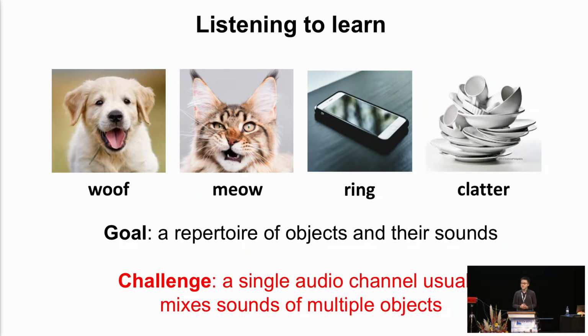But the challenge is that in the real world, object sounds do not exist in isolation, but are usually mixed together in various scenarios. In an unlabeled video, object sounds usually exist as a single audio channel that mixes all of them together. So the problem is, how can we obtain these object sound models naturally, including from unlabeled video?